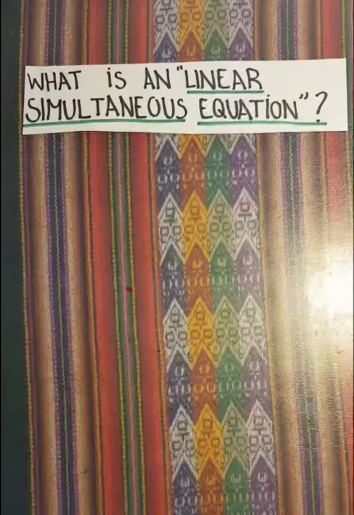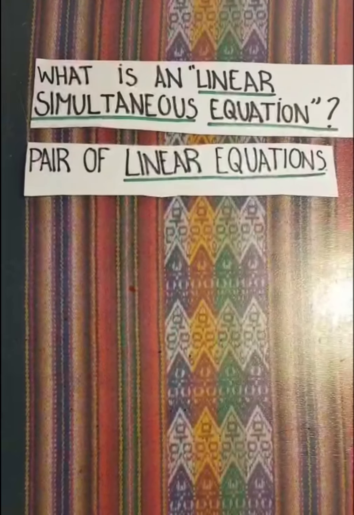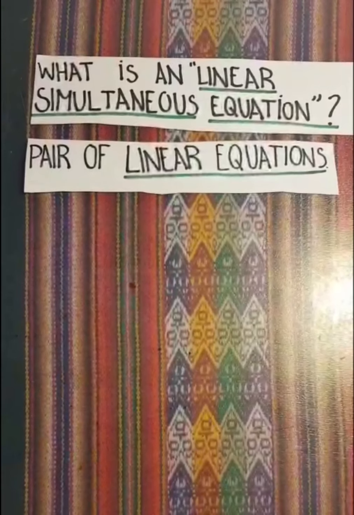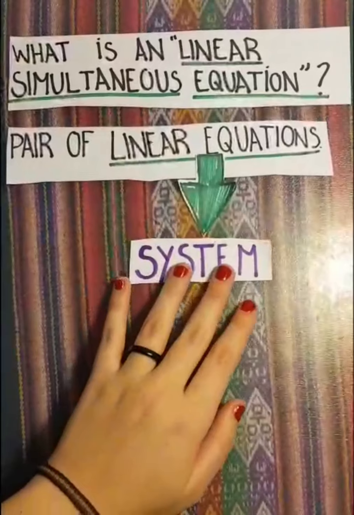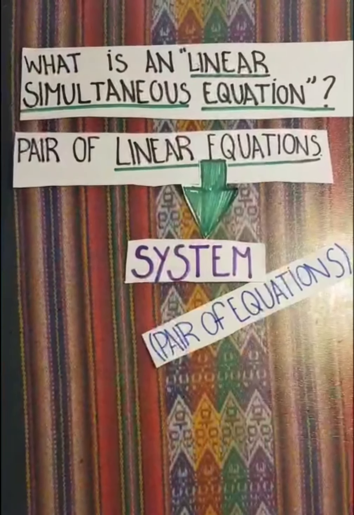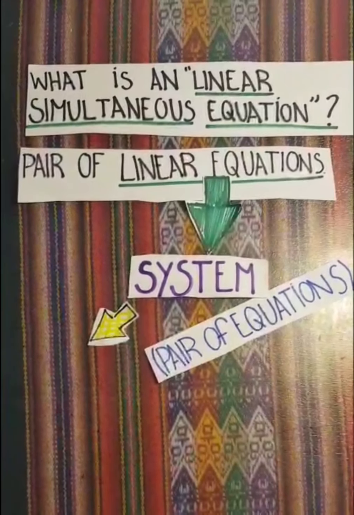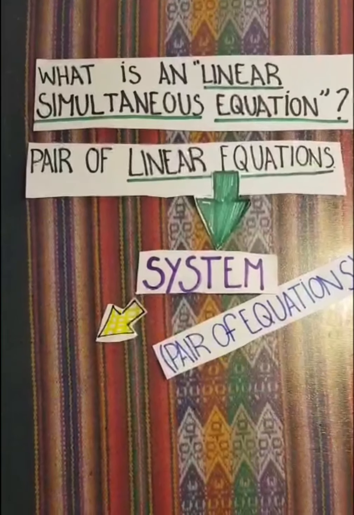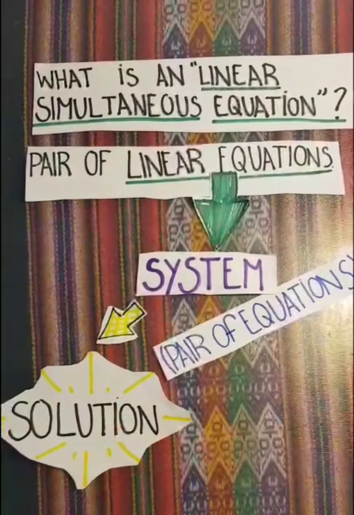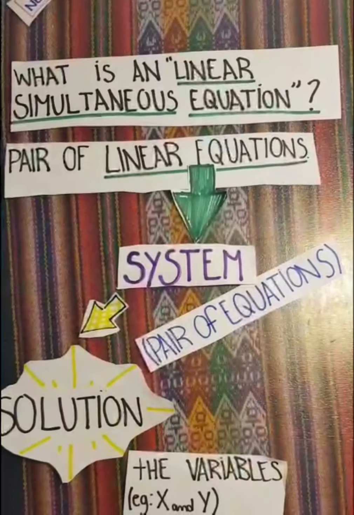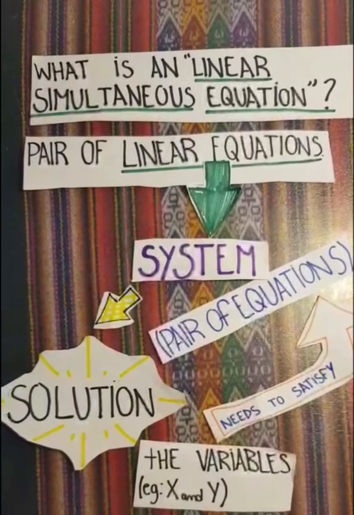To understand how to solve linear simultaneous equations, first we need to know what they are. Consider a pair of linear equations, equations with one or more variables. They form a system. In order to find a solution for the system, the values of the variables need to satisfy both equations. The system is also called simultaneous equations.